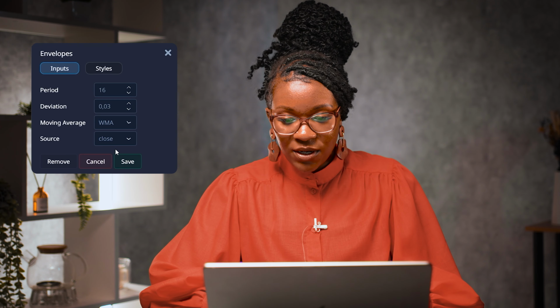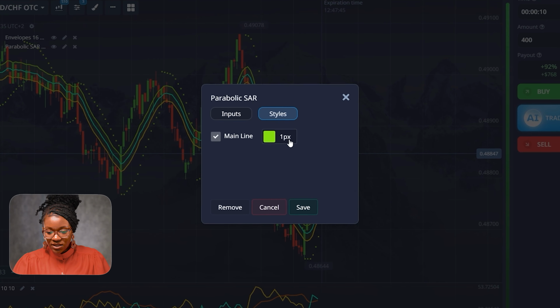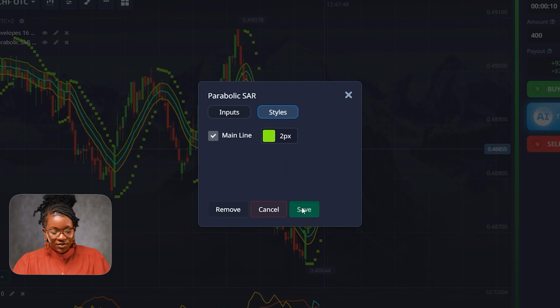The next indicator is parabolic. Here we increase the thickness of the lines and save as well. Okay, let's get started. All set. Check it out. And let's get down to business. What an interesting set of indicators we've got. Waiting for the first message from the AI assistant.